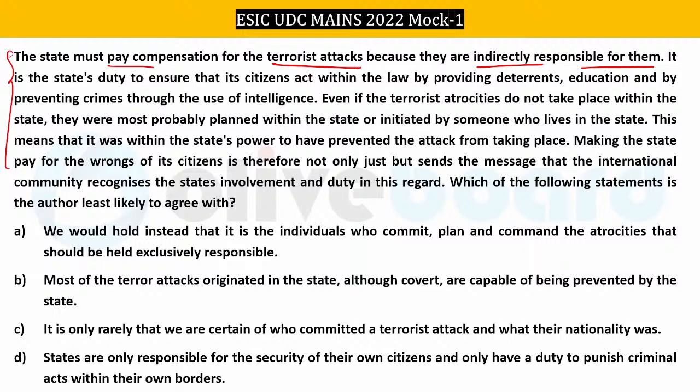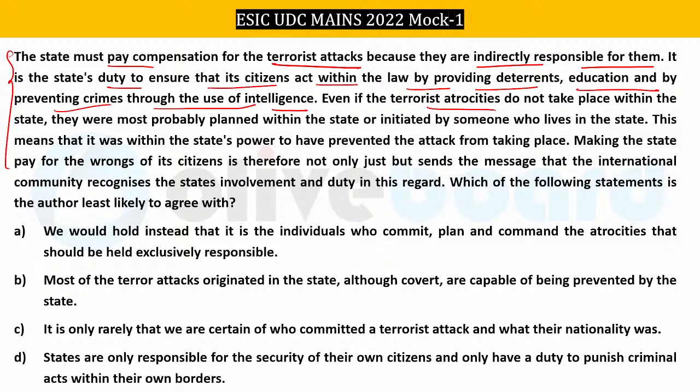The state. Now it is the state's duty to ensure that its citizens act within the law by providing deterrence, education, and by preventing crimes through the use of intelligence. So again he is saying that it's the state's responsibility. They should have provided education, they should have prevented the crimes by means of intelligence. So if there is a terrorist attack, that means it's the failure of the state, it's the responsibility of the state.